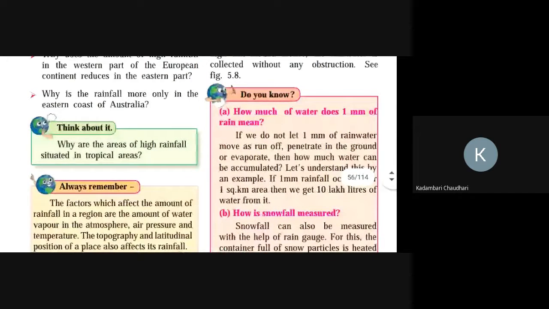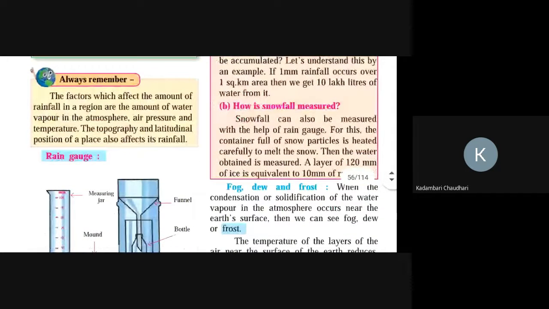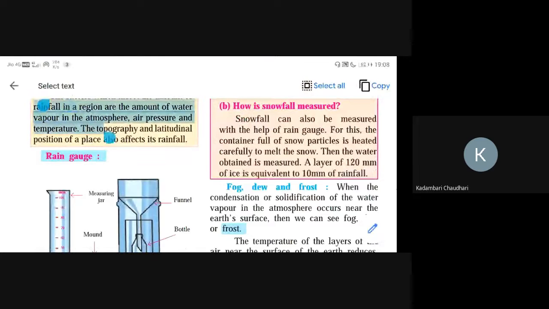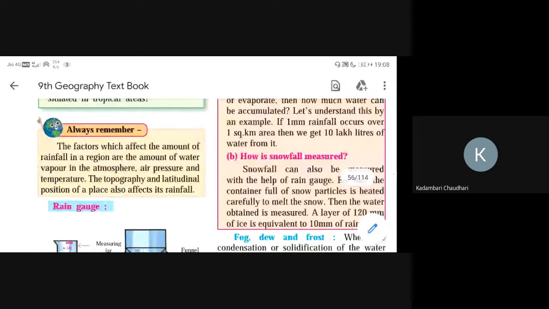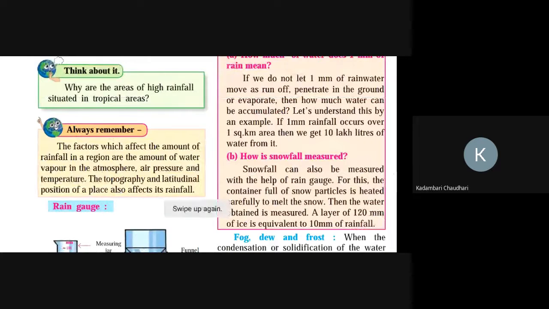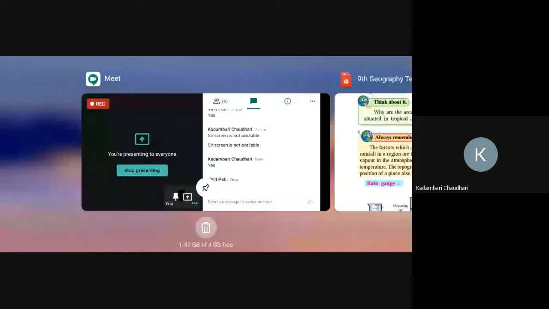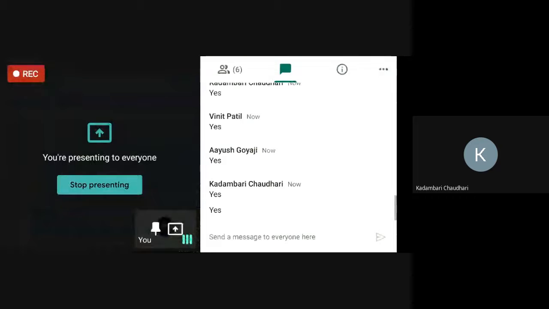All right, now we will see that. Always remember from here for today's class. Okay, so let me ask you whether it is visible or not. Can you see the screen, everybody?